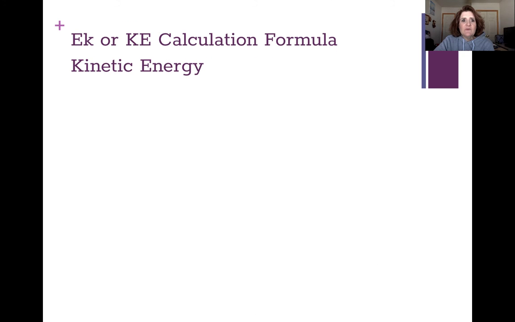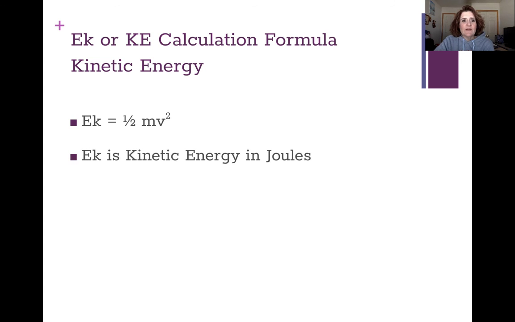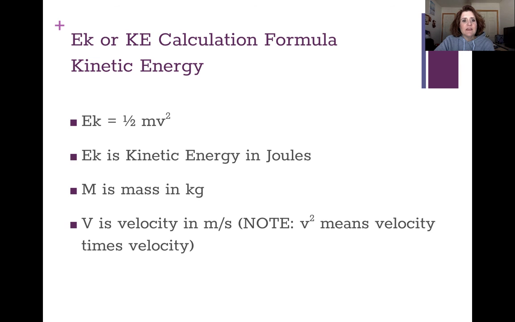Also on your formula sheet, you want to add the formula for kinetic energy. The formula for kinetic energy is Ek is equal to 1/2 mv squared. Ek is the kinetic energy measured in joules, m is the mass in kilograms, v is velocity in meters per second. Note that v squared simply means velocity times velocity. And sometimes we have to find mass, which is 2Ek divided by v squared, and sometimes we have to find velocity, which is the square root of 2Ek divided by m. This should also be added to your formula sheet.